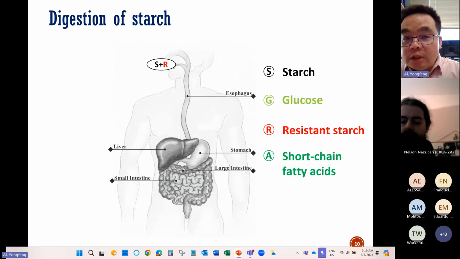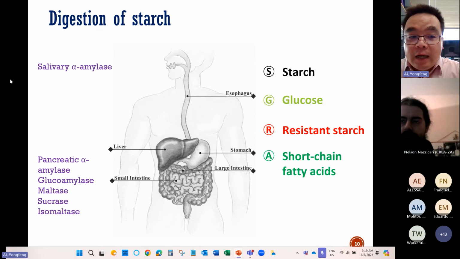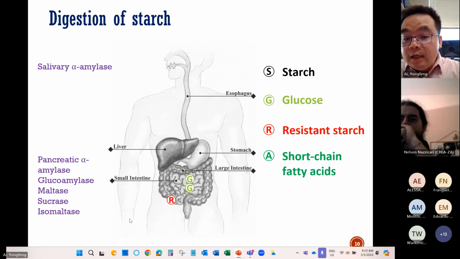Also, starch is a very important component in the human diet. After we ingest the starch in our food, it will go through hydrolysis. It is known that this hydrolysis is usually completed by 6 enzymes: salivary alpha amylase, pancreatic alpha amylase, glucoamylase, maltase, sucrase, and isomaltase. After this hydrolysis, the starch will be converted into glucose. Then glucose can be absorbed as a very important energy source for our body.